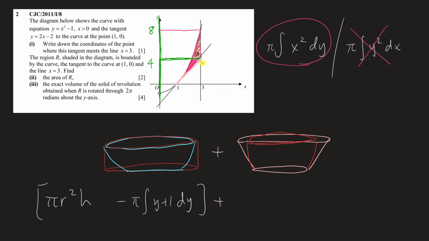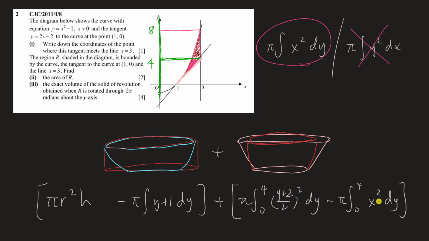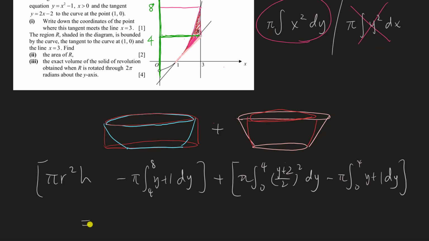We will add the bottom half of volume R, which is integrate from 0 to 4, x squared dy, minus integrate from 0 to 4, x squared dy. Choose the correct function to put inside this x. Here we will use peach color. Peach color is actually this one, y equals 2x minus 2. Make x the subject, (y plus 2) over 2, then we square it. (Y plus 2) over 2 squared. This one, once again, we will use the curve, this red color part. x squared minus 1, so x squared is y plus 1. Doing this is not too difficult.